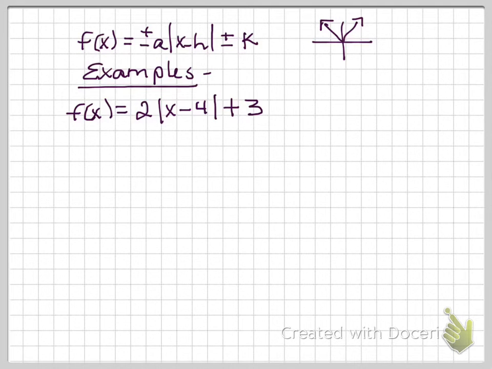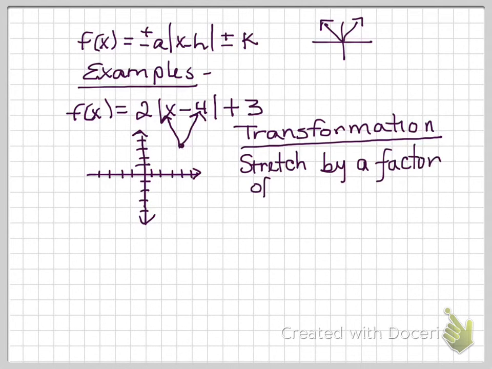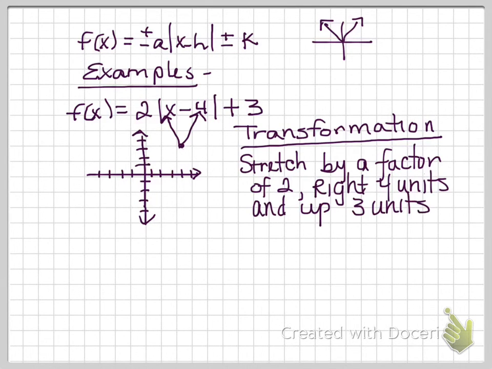And I'm going to give you a chance to think about it. Is it going to go right? Well, the 2 does what? The 2 makes it thinner. The 4 moves it over to the right 4 units. And the 3 moves it up 3 units. So we have a stretch by a factor of 2. This is how we would say it: right 4 units and up 3 units.